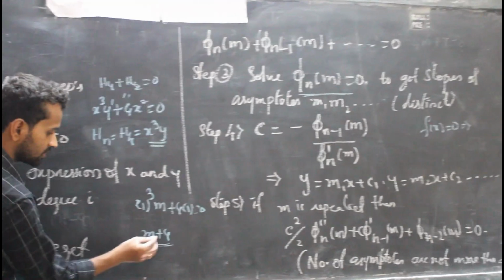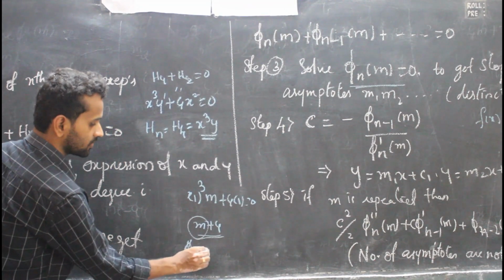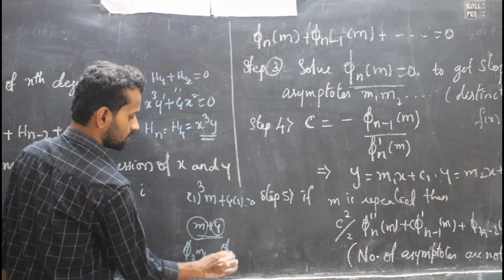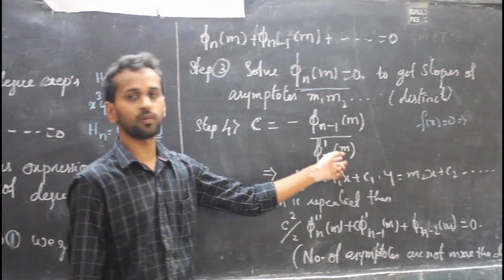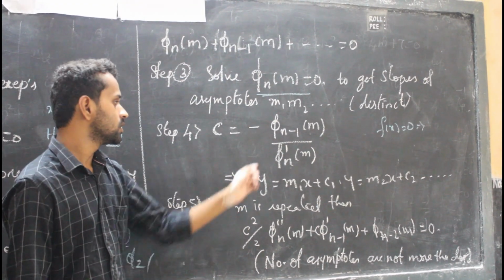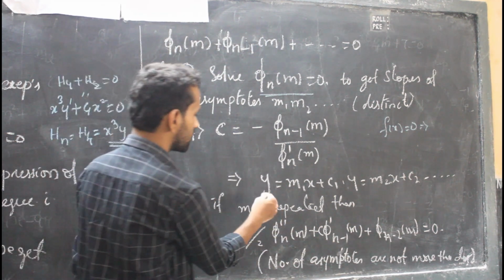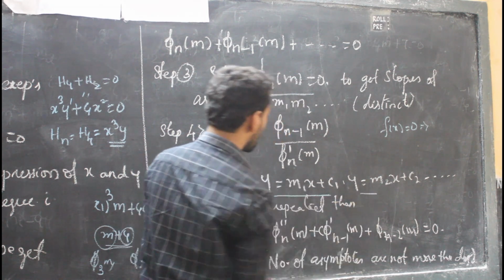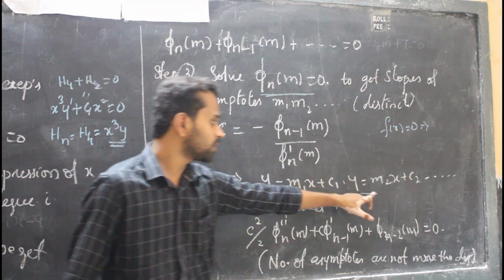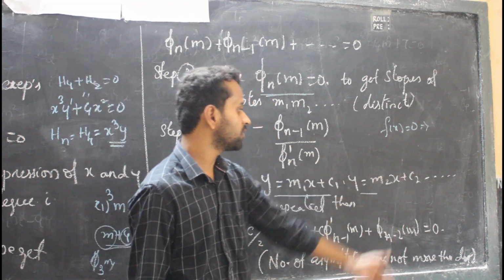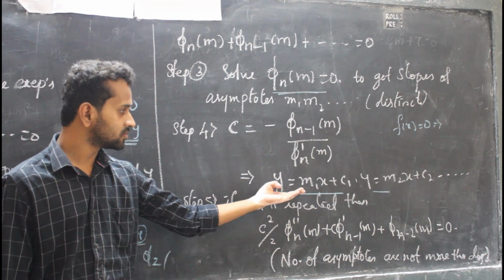Phi n is this phi n. For example, look at it. This is phi n. I can consider this as phi 3 of m. This 4 is phi 2. So now what will be there? Minus of phi 2 divided by phi 3, if I have a cubic equation. So this is the formula I have to use to find the c value. Once I find the c values, replace the c values in the required asymptotes. The required asymptotes are y equal to mx plus c1, where for m1, for m2 I get a new asymptote, and similarly for m3 also. So these are the final equations.